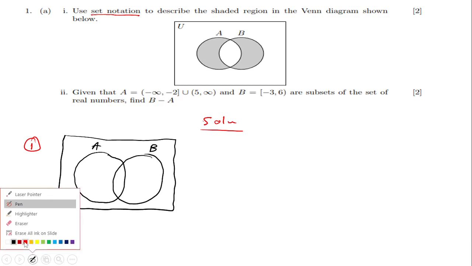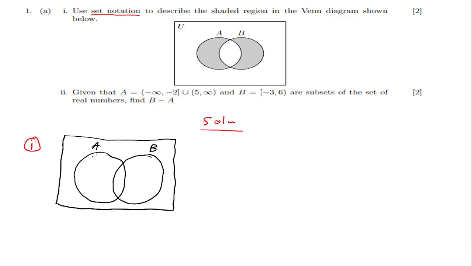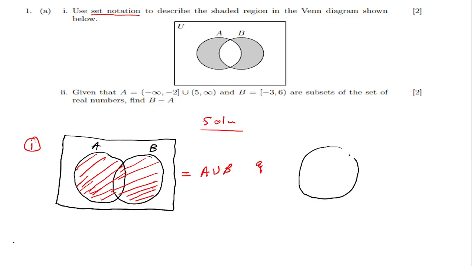So this is what I'm going to do. I'm going to define this region. I'll first define this region: it is the same as A union B. That's my first step. And the other region, which is set A and set B together, is simply the universal set.